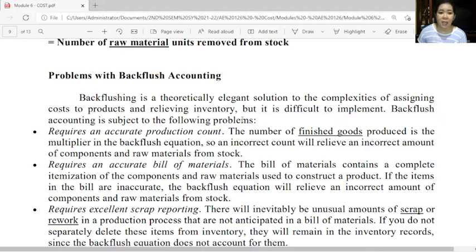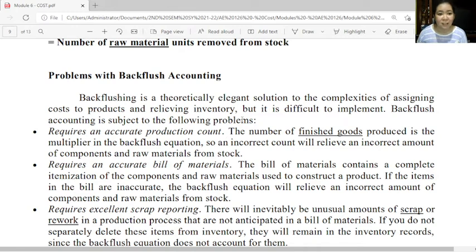That's why backflush accounting is not actually 100% implemented. Okay, later on, as we go along with our discussion, you will understand why. And this backflush accounting is also not suitable for production which takes a longer period of time, or for job order costing, because there is a time lag before the transactions will be recorded, and for job order there is a specific bill of materials which is not practical. So that's why backflush accounting is not practicable to use in those circumstances.